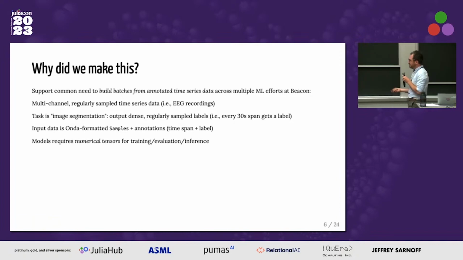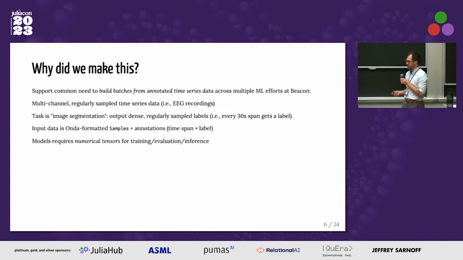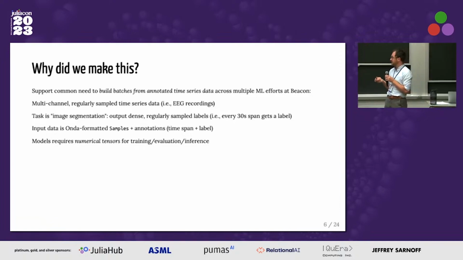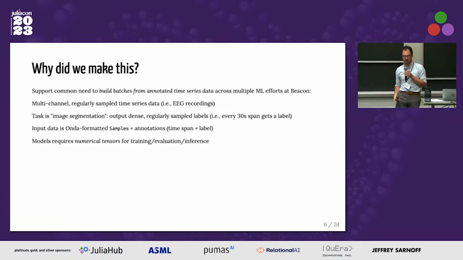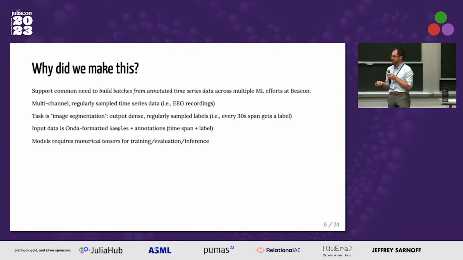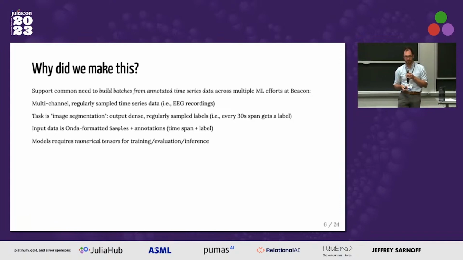The input data specifically is in a format that we developed called Onda. The in-memory representation is a Samples object. The labels come in natively in the form of something we call an annotation. An annotation is literally just a time span with some associated label attached to it, or whatever other metadata you want. Somehow we have to massage these samples and annotation tables, which are stored in tabular form, into numerical tensors that you can chuck into your favorite machine learning model.